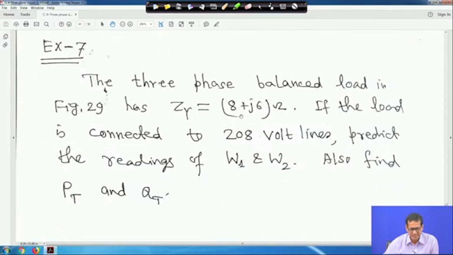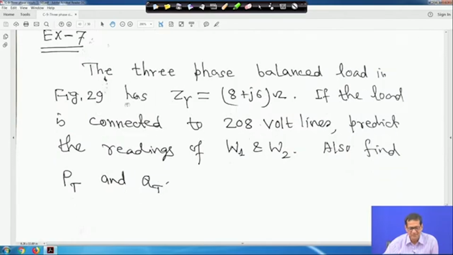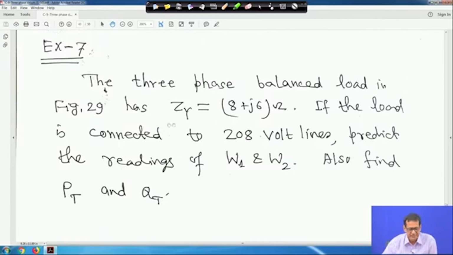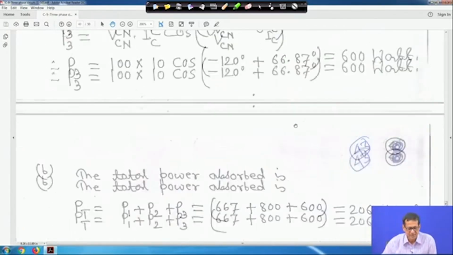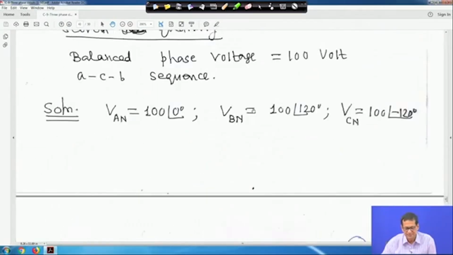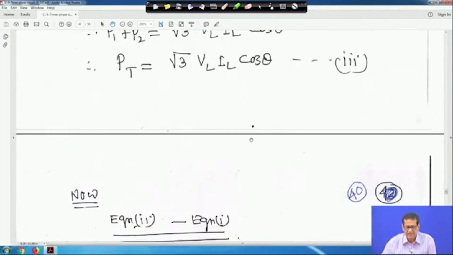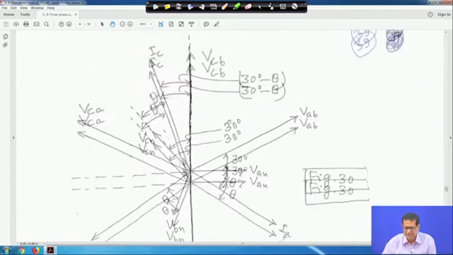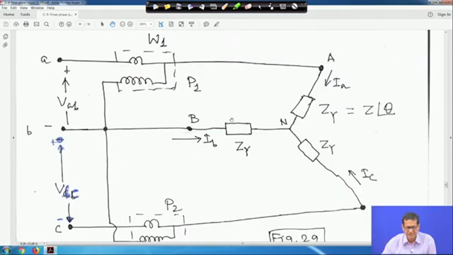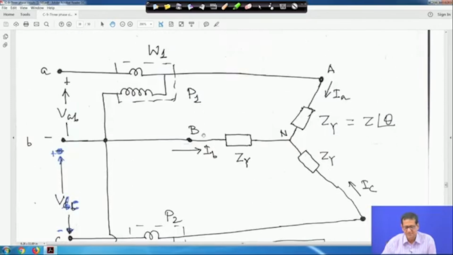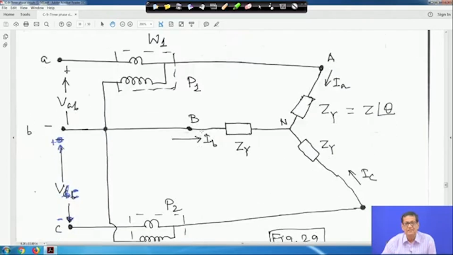Now, take another example. The 3-phase balanced load in figure 29 has Z star equal to 8 plus j6 ohm. If the load is connected to 208 volt lines, predict the readings of W1 and W2, and also find PT and QT. It is actually figure 29. If we come back to figure 29, it is here. This is the same figure where we derived the formula. This is figure 30, and this is the figure. You take this figure and the data are given there.